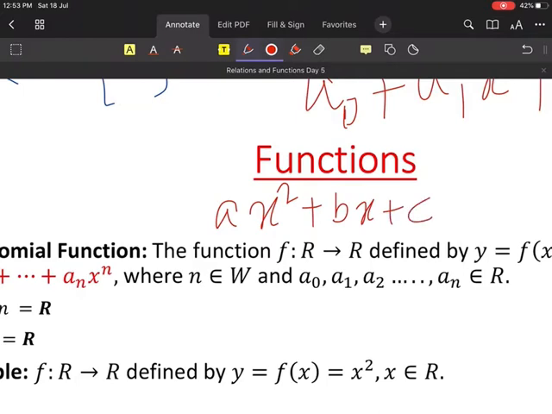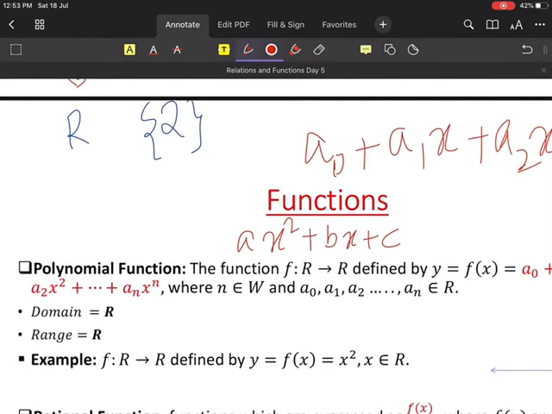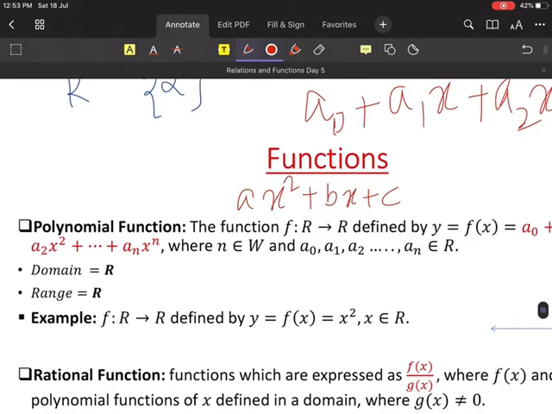Now I will give you some examples. Is this a polynomial? Yes or no? ax squared plus bx plus c. Yes. And what is the degree of this polynomial? 2. That's right. So this is known as what? Quadratic, right? This one is known as quadratic.